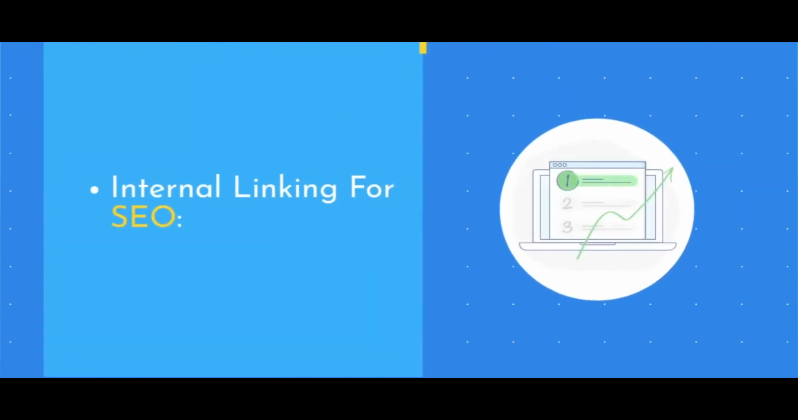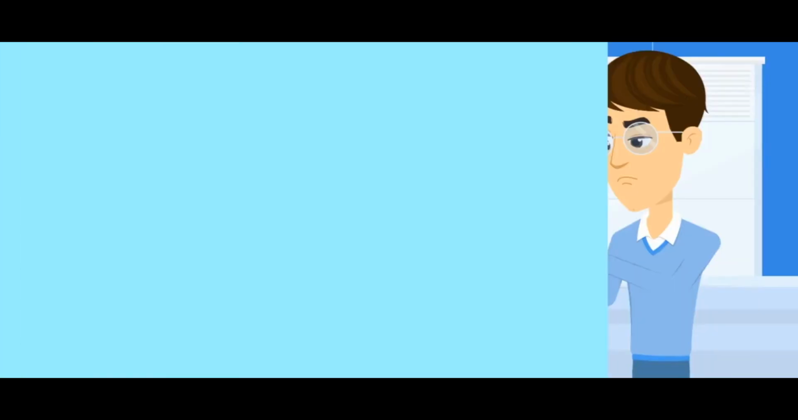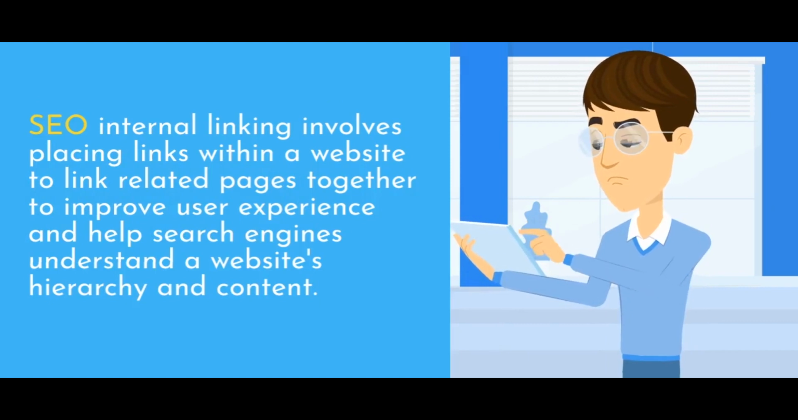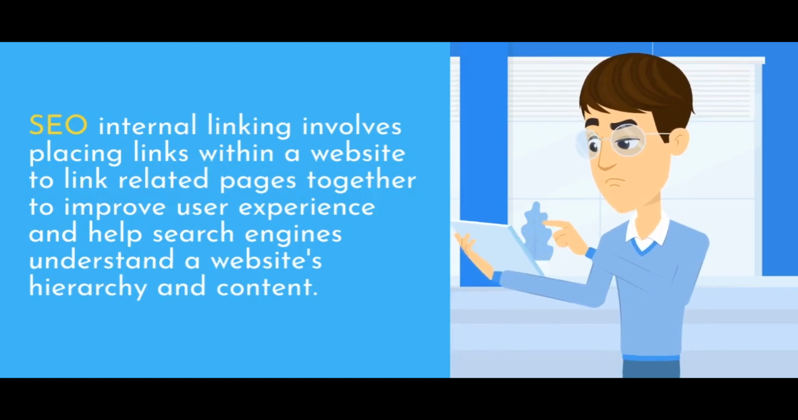Internal linking for SEO. SEO internal linking involves placing links within a website to link related pages together to improve user experience and help search engines understand a website's hierarchy and content.